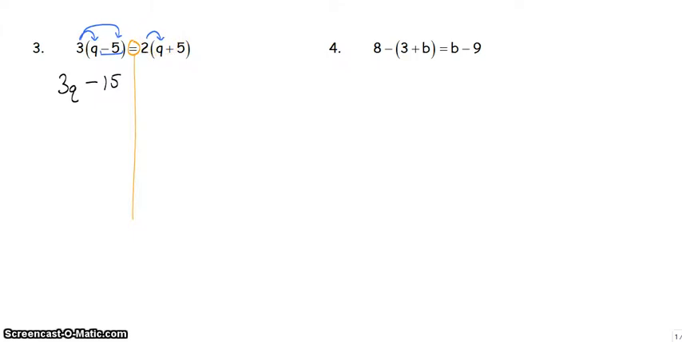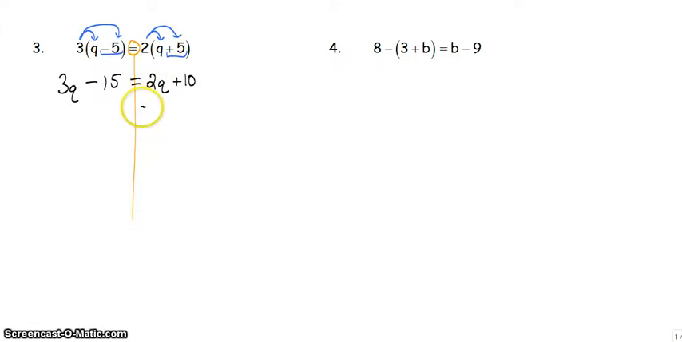I have to distribute that 2. That gives me 2 times q, or 2q. Then I multiply it to a positive 5 this time, so 2 times positive 5 is positive 10. That gives me plus 10. Drop my equal sign. Now I have problems like numbers 1 and 2. I have a 3q on the left, a 2q on the right. They're both positive. The 2 is smaller.